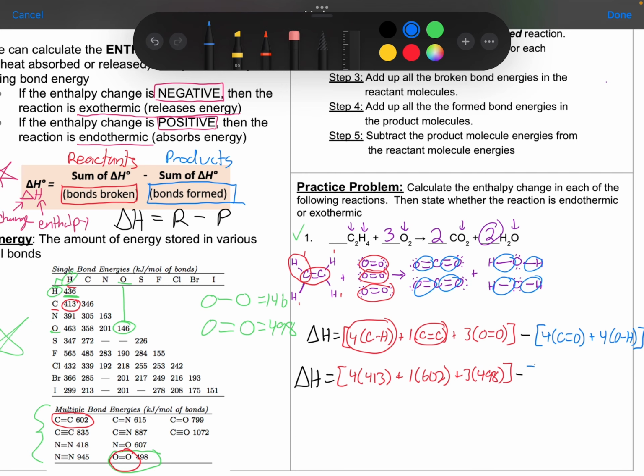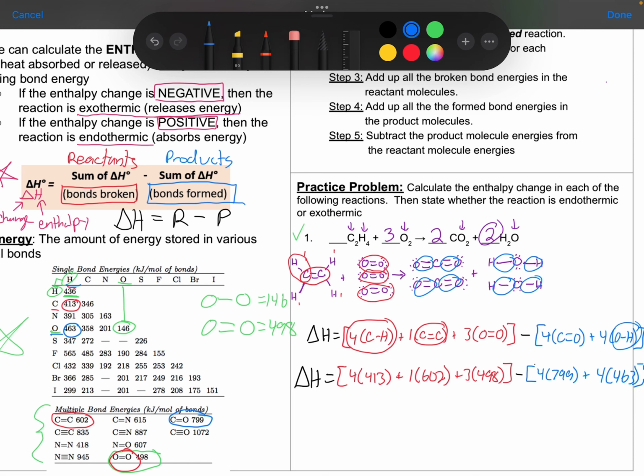Then I got to total my products. So I have 4 of this C double bond O over here. That value is 799. I have 4 of that OH. O and H line up here and here, right at 463. So I have 4 of the 463.